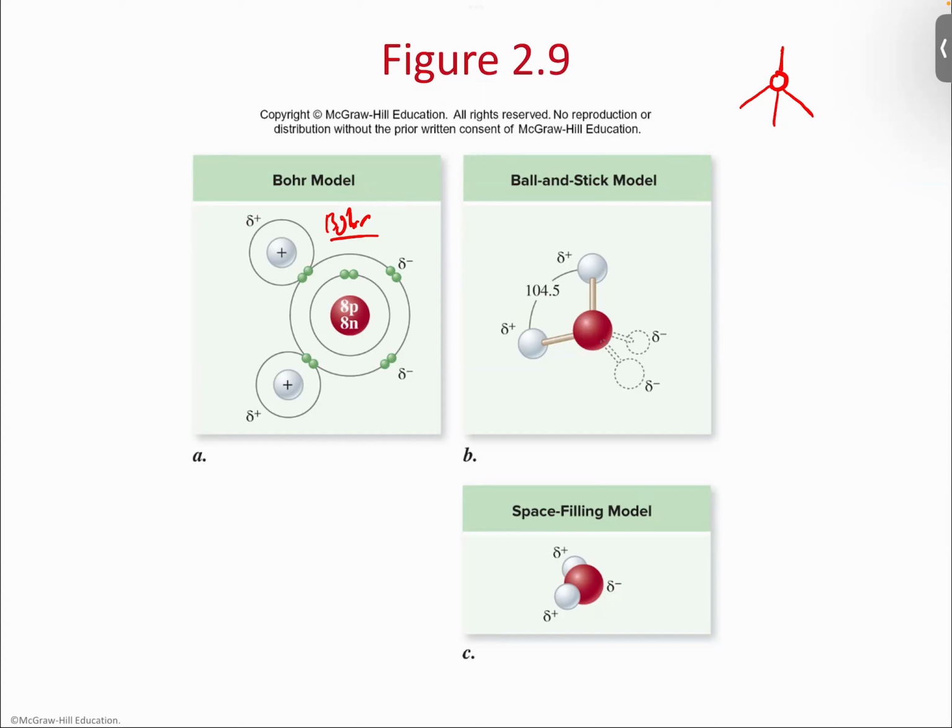And a lot of times students will ask me, well, wait a minute, when you draw water, how come you draw it bent like that? How come not straight? And the answer is because that's its actual shape. Oxygen has an angle of 104.5, which is not something you need to remember, but it's not 180 degrees, right? So it's bent in nature.